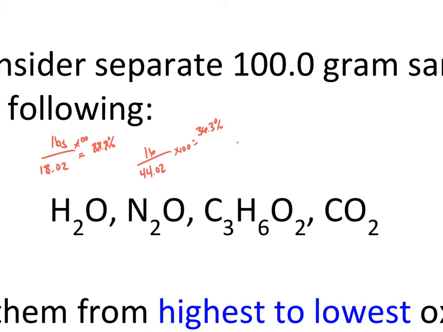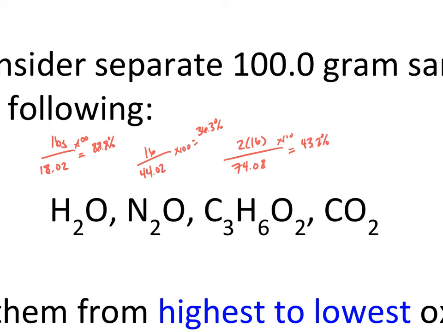Now I have 2 oxygens, so 2 times 16 on top. Now underneath, I want to add up 3 carbons, which is 3 times 12, plus 6 hydrogens, which is 6 times 1.01, plus 2 oxygens. And when I do that, I get a mass of 74.08 grams. Now when I take those 2 and divide them and multiply by 100, I get 43.2%.